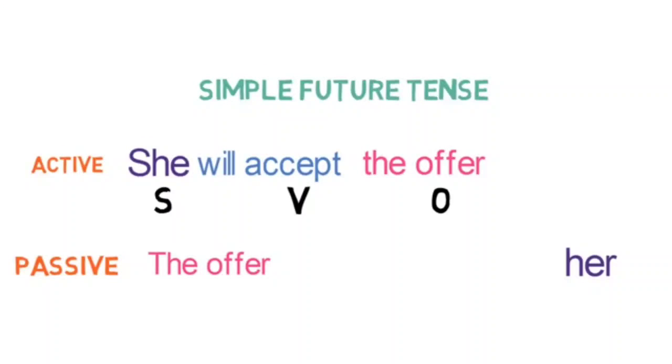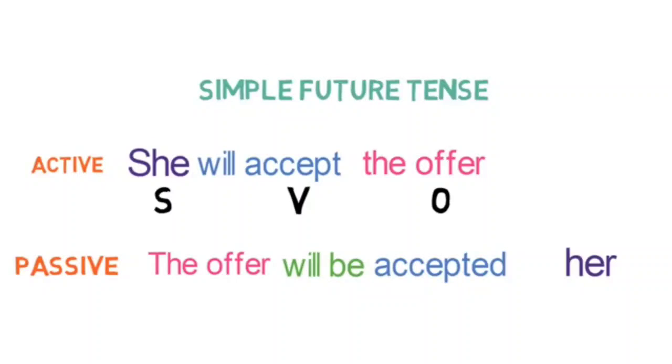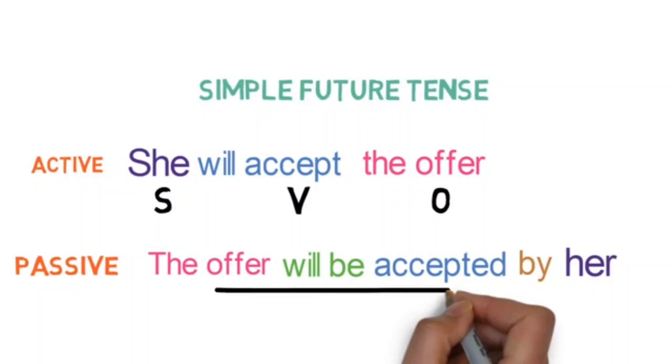Then change the main verb into verb 3 form. Then it is accepted. Then use the proper helping verb. Here the helping verb is will be and the final preposition should be added, by. So the passive sentence is the offer will be accepted by her in simple future tense.